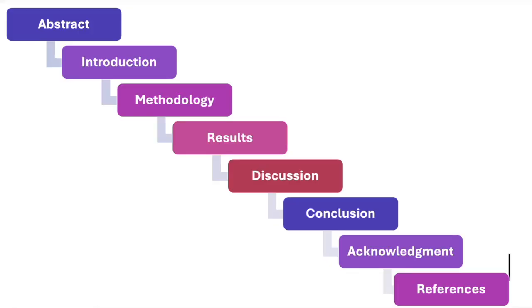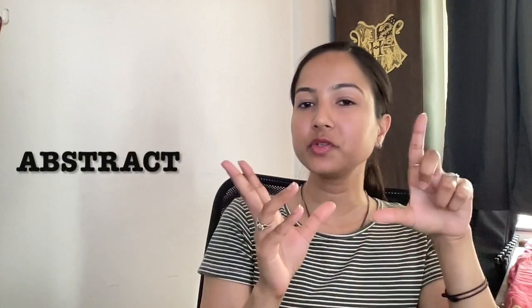So first let us understand the structure or the pattern which is followed while writing a research paper. Mainly a research article consists of an abstract, introduction, methodology, results, discussion, conclusion, acknowledgement, and lastly the references. So the very first thing seen in a research paper is the abstract. You can consider the abstract as a trailer of a movie.